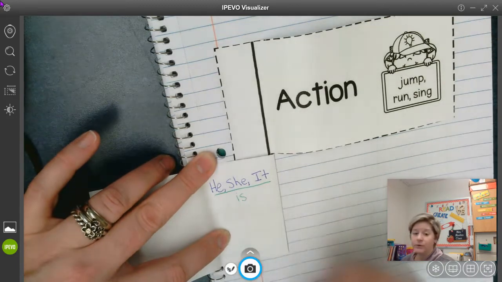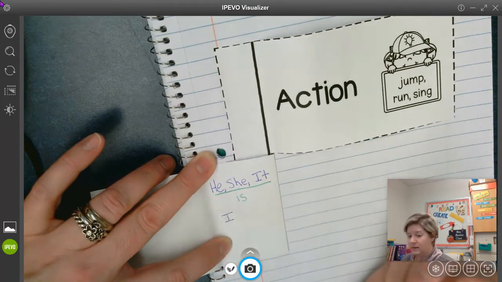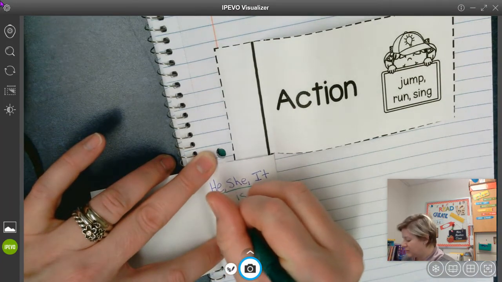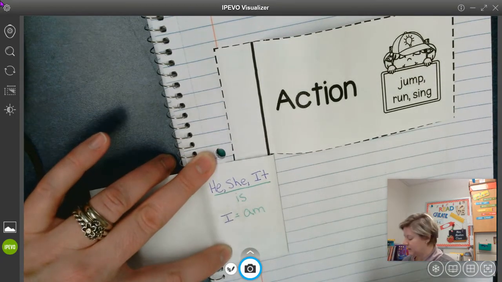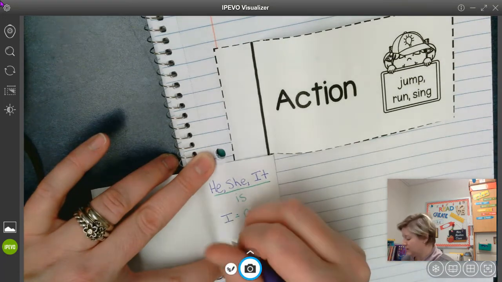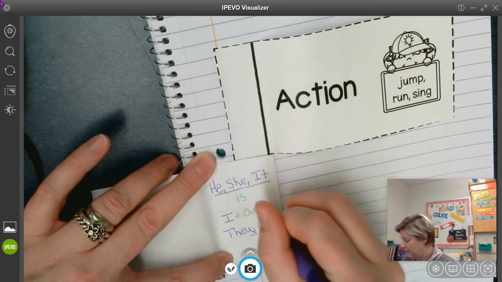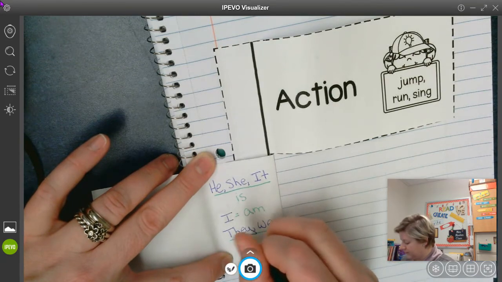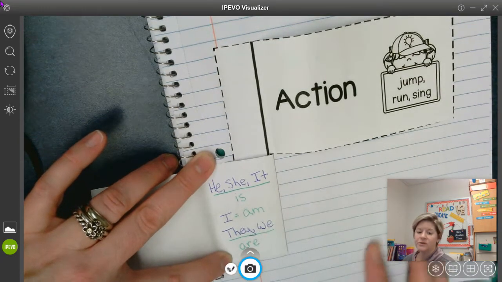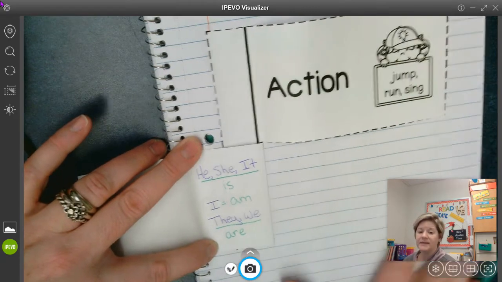Okay. If you use the words I, then you're going to use the verb am. If you use the words they or we, you're going to use the verb are. So depending on what you're talking about in a sentence, you're going to use different linking verbs. So we're going to write an example for each one of those.